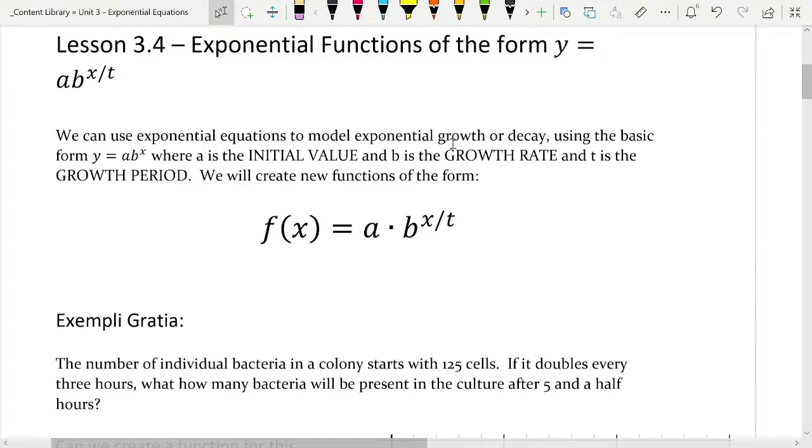We can use exponential equations to model exponential growth or decay using the basic form y equals a times b to the x, where a is the initial value, b is the growth rate, and t is the growth period. Let's take a look at this.